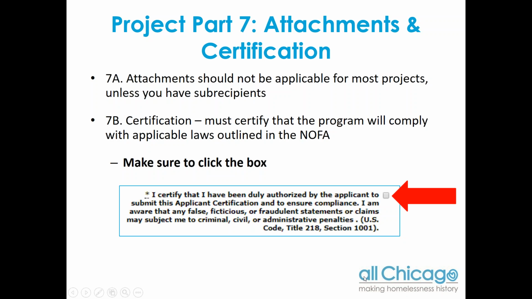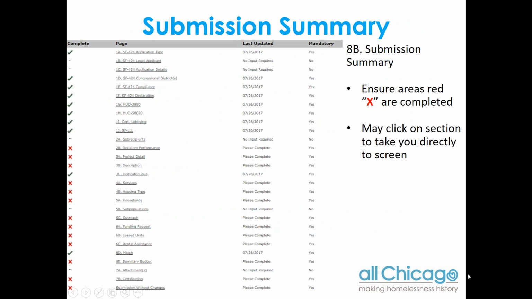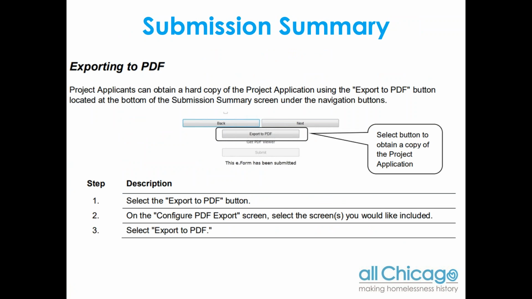This is the big long list with checks if you've completed things and X's if things aren't quite right. And then you can, of course, click on one section and go back to where you were. On the last screen of the submission summary, this is where you can export to the PDF to send to us. So you should have that box at the bottom. If you do accidentally submit, just let us know and we can re-release it to you.